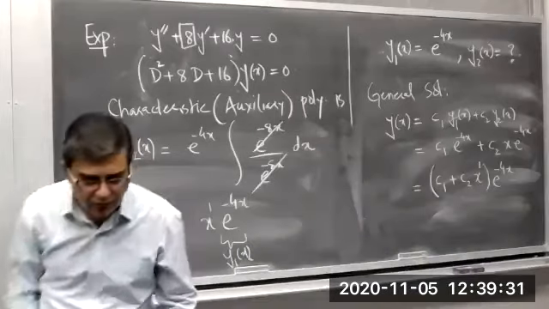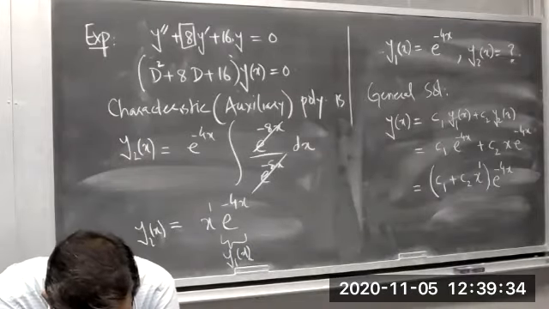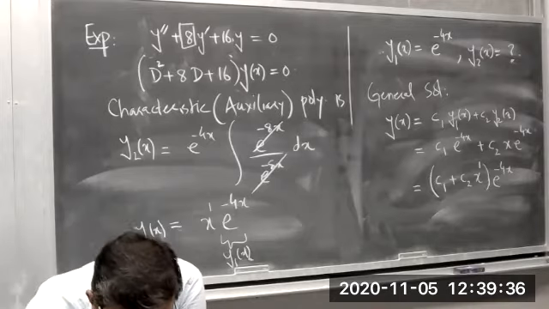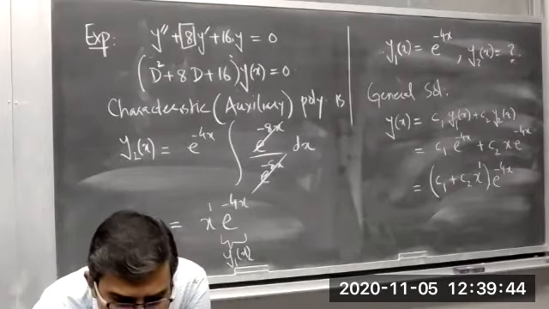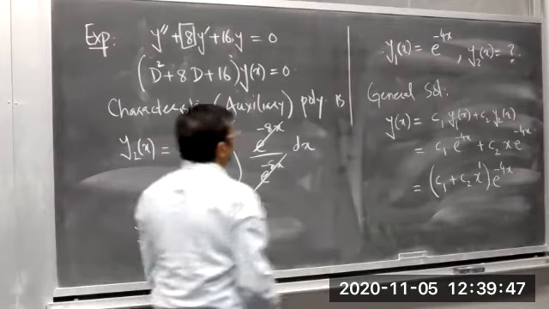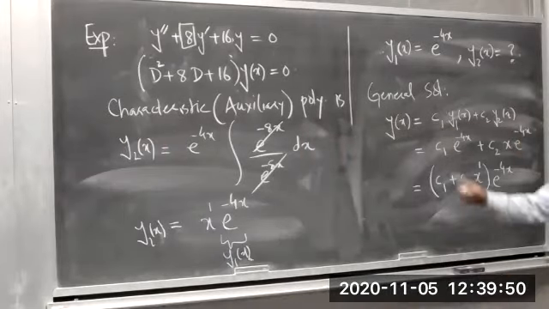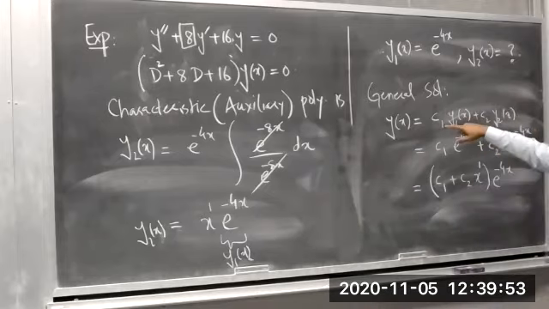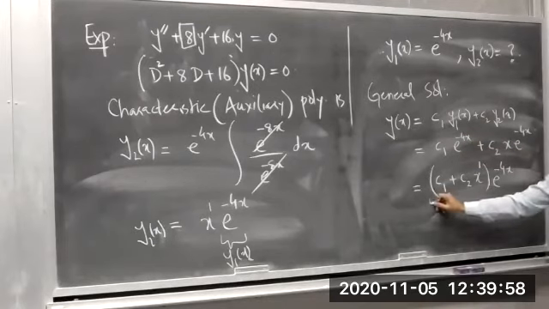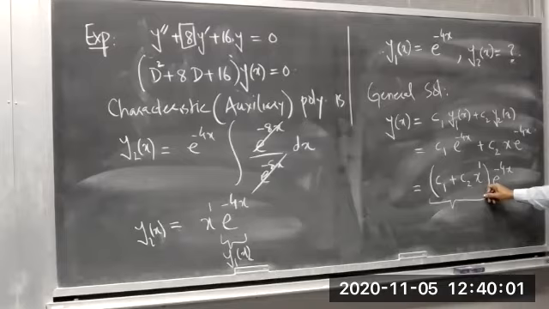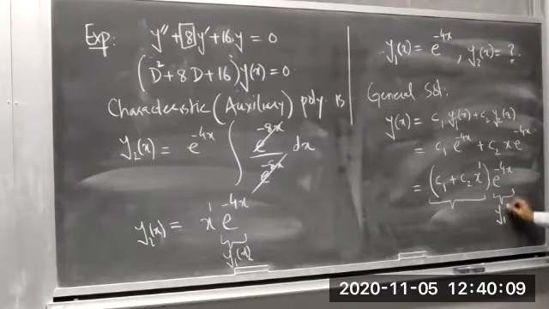There's a question in the chat window. Sir, will the y2 solution always be of this form, x times y1, if we have a second order linear homogeneous equation? Yes. Second solution will always be of this kind, x times y1. And if we take this common e raised power minus 4x from this thing, we will obtain here a first degree polynomial. This is your first degree polynomial into e raised power minus 4x, which is basically what? It is the y1 of x.